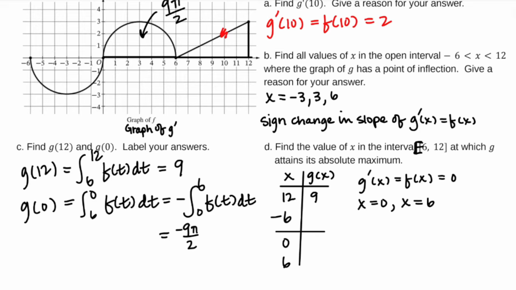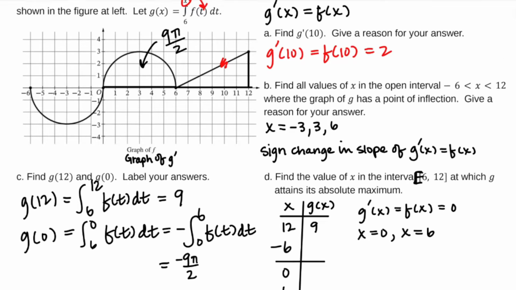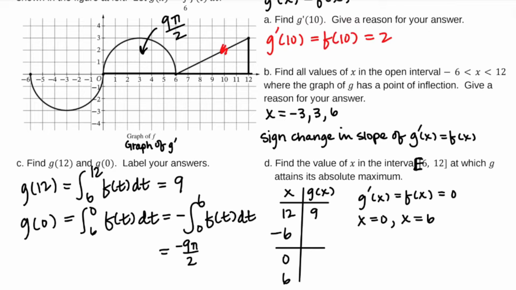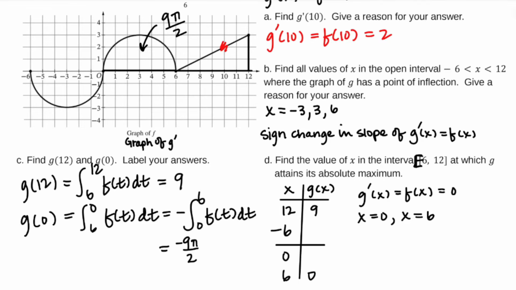But you don't want to have to go through that because g of 6 is very easy to find. g of 6 is the integral from 6 to 6 of f of t dt, which we know is going to be equal to 0. Okay, let's see, g of 0, we already did that one. That's -9 pi over 2. And so really all that's left is g of -6, which is equal to the integral from 6 backwards to -6.